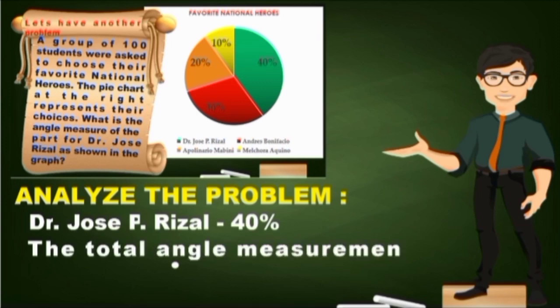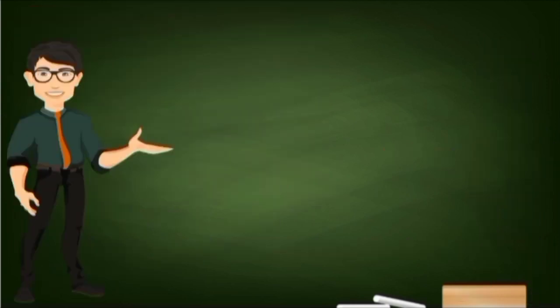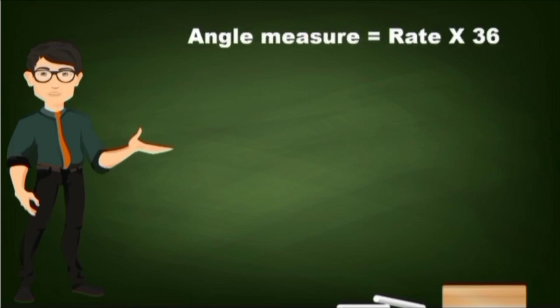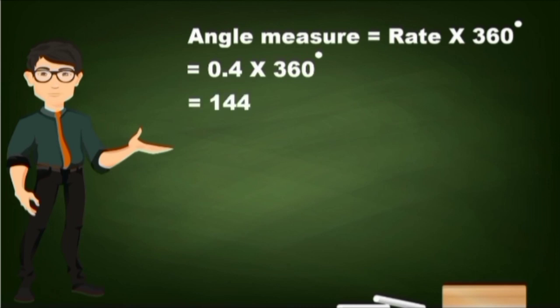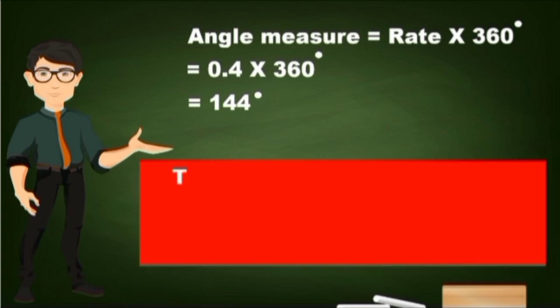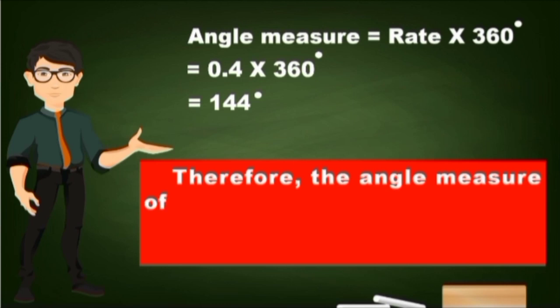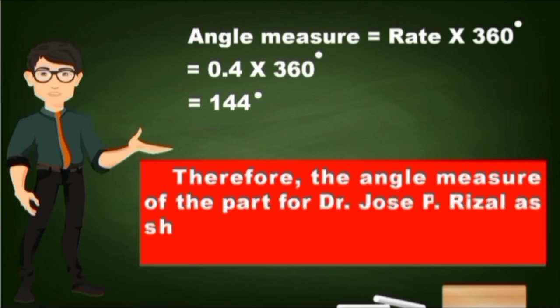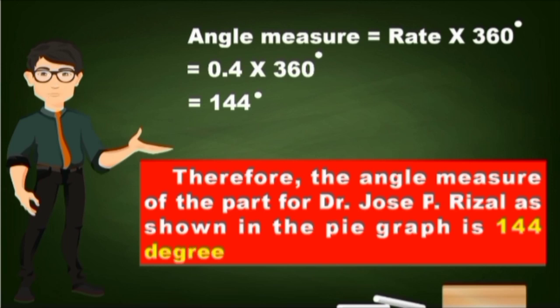The total angle measurement of a circle is 360 degrees. Angle measure is equal to rate times 360 degrees, which is equal to 4/10 times 360 degrees. The answer is 144 degrees. Therefore, the angle measure of the part for Dr. Jose P. Rizal as shown in the pie graph is 144 degrees.